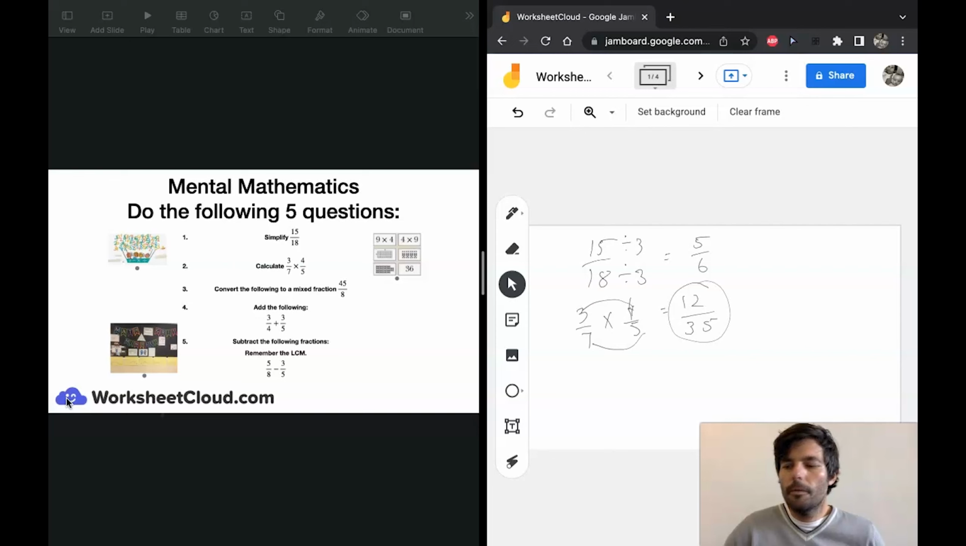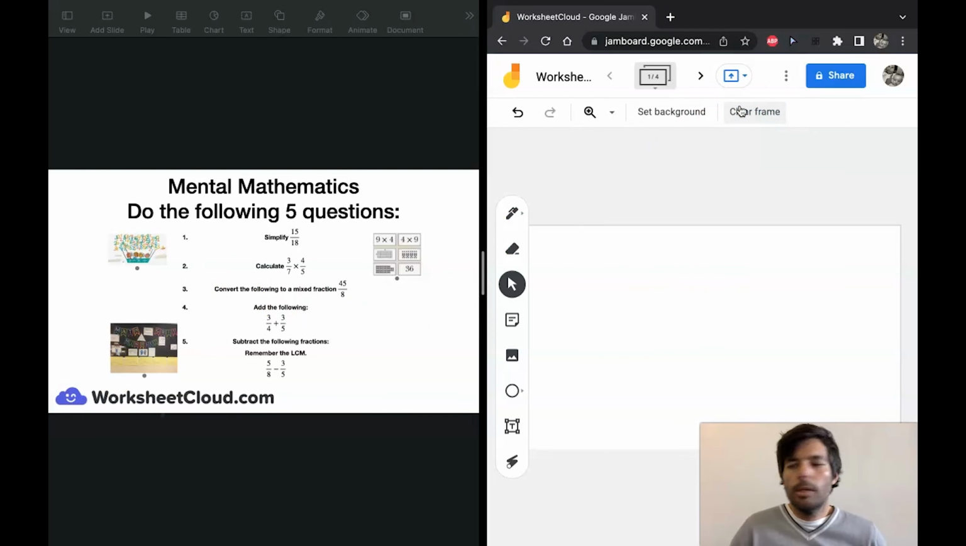Question 3, we are converting 45 over 8 into a mixed fraction. So remember, a mixed fraction is a whole number and a fraction combined. So remember, 45 over 8 means 45 divided by 8. That is equal to 5, and it leaves you with 5 left over. Okay, so 5 and 5/8. All right. Let's just clear some space here.